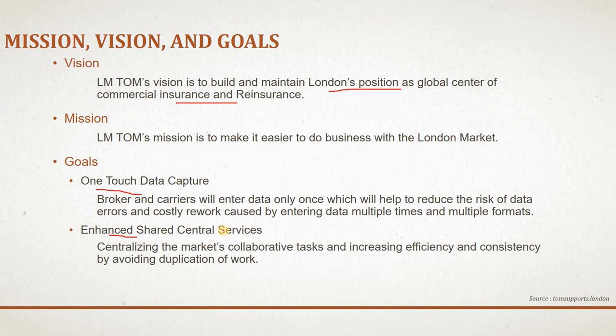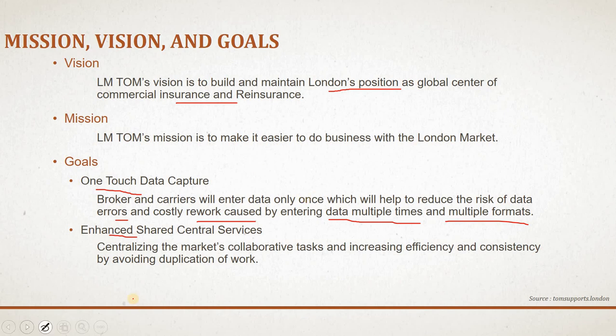As we all know, one of the fundamental building blocks of insurance is to have clear data, which can give you a single phase of truth. So the data really matters. So what happens within one-touch data capture? The broker and carrier will enter data only once, which will help reduce the risk of error and costly rework caused by entering data multiple times in multiple formats. They really want to capture quality data at one touch, and reuse this data again and again so that they can maintain the quality of data, which will be error free.